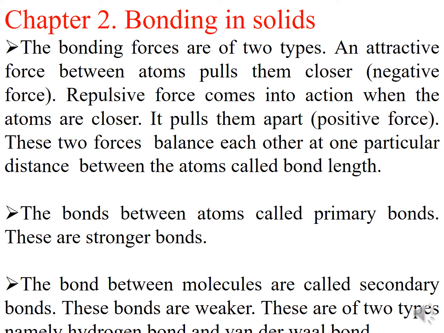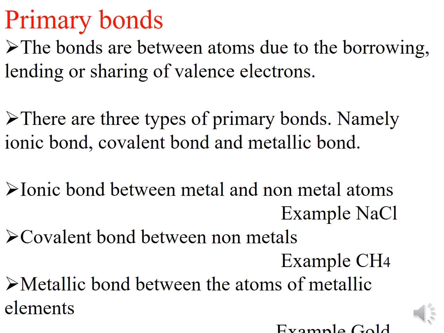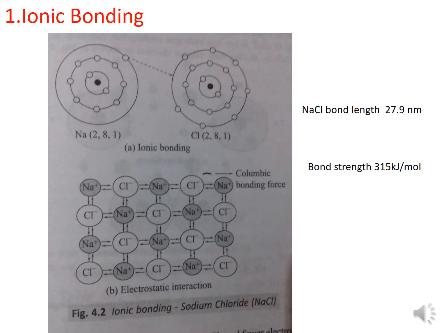They are stronger bonds. The bonds between molecules are called secondary bonds. These bonds are weaker. These are of two types, namely hydrogen bond and van der Waals bond. Primary bonds are the bonds between atoms. First, the ionic bond. We will discuss it with the example of NaCl.